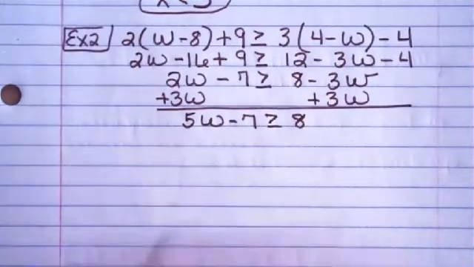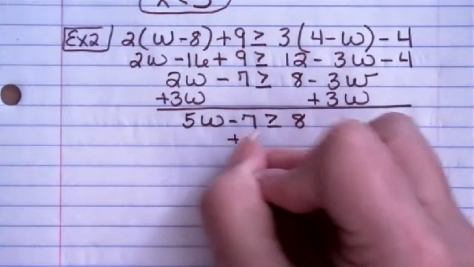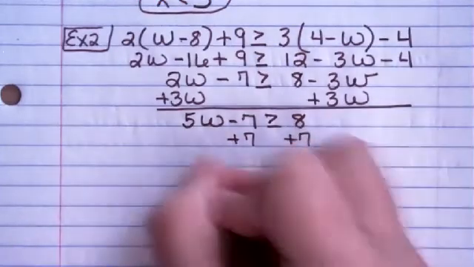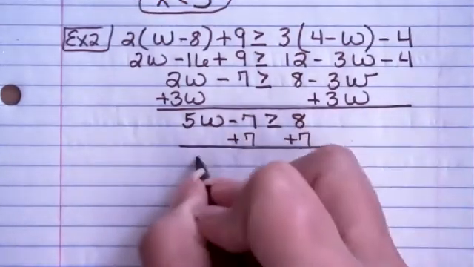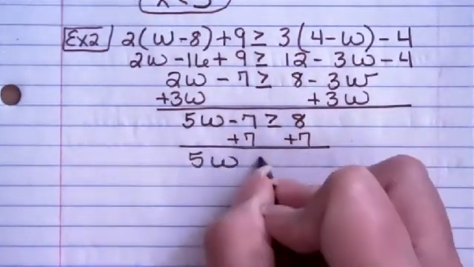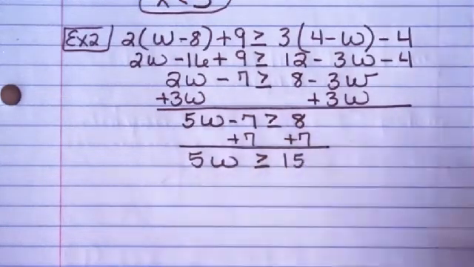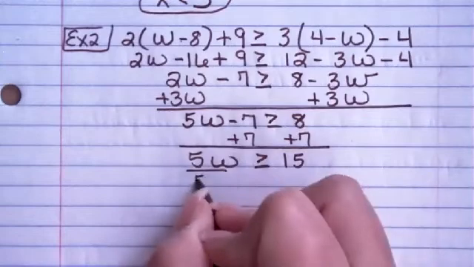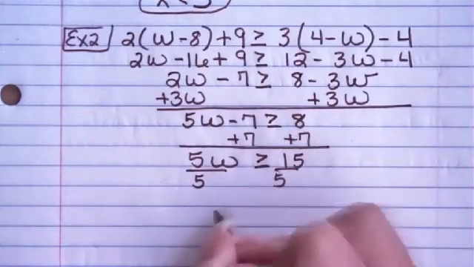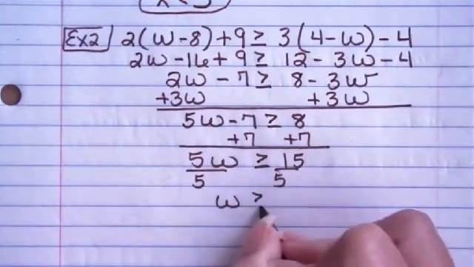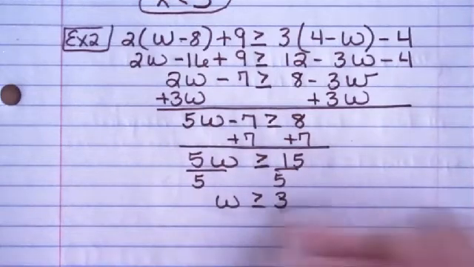Now we're going to add the 7 to both sides. So right here, I've got 5w greater than or equal to 8 plus 7, which is 15. And then if I divide everything by the 5, w is greater than or equal to 3.